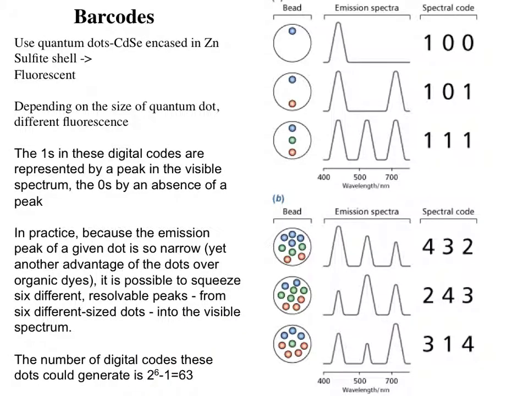So barcodes have been developed, and barcodes use quantum dot cadmium selenide encased in a zinc sulfide shell, which allows it to be fluorescent. And so these fluorescent crystals are used as a tag for each amino acid. And depending on the size of the quantum dot, you can get different fluorescence. The ones in these digital codes are represented by a peak in the visible spectrum, and the zeros by an absence of the peak.